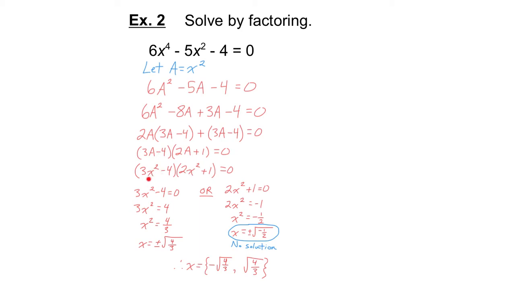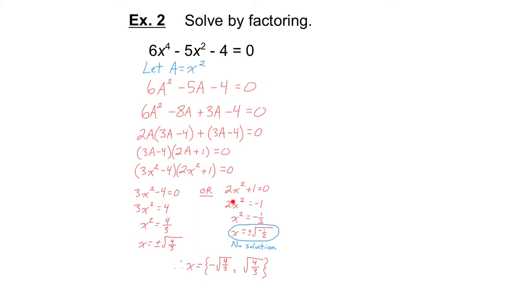Now here, you might have been tempted to say this was a difference of squares, but 3 is not a square number, so we can't factor this further. We're just going to have to say 3x squared minus 4 equals 0, or 2x squared plus 1 equals 0. If 3x squared minus 4 equals 0, then 3x squared equals 4. Divide both sides by 3, x squared equals 4/3, and take the square root. Remember the positive or negative square root of 4/3.